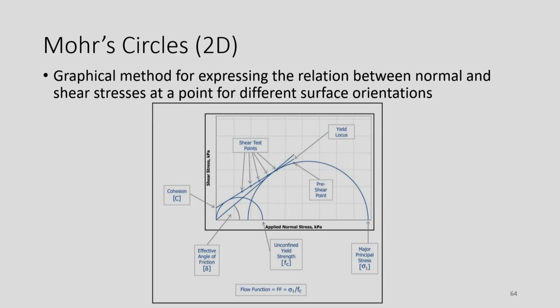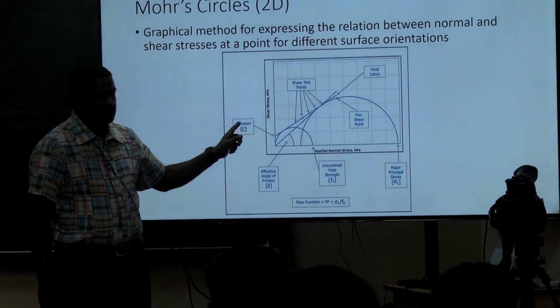Hopefully I have one more picture that will explain the major and minor principal stresses in a minute. Okay. So, a couple of other points that you get is again cohesion. The value from the origin to this intercept is called cohesion.